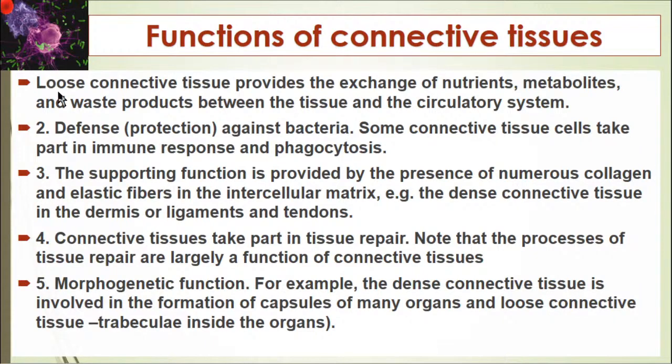First of all, loose connective tissue provides the exchange of nutrients, metabolites, and waste products between the tissue and the circulatory system. Second function: defense, protection against bacteria. Some connective tissue cells take part in immune response and phagocytosis, providing immune reactions. Example, macrophages. Example, plasma cells. Example, lymphocytes, which also migrate inside connective tissue.